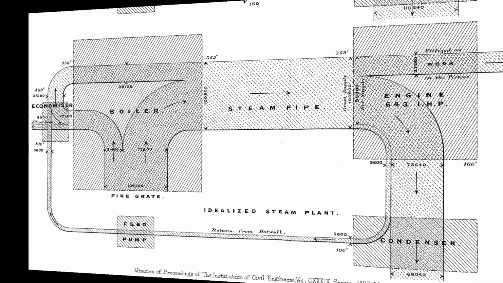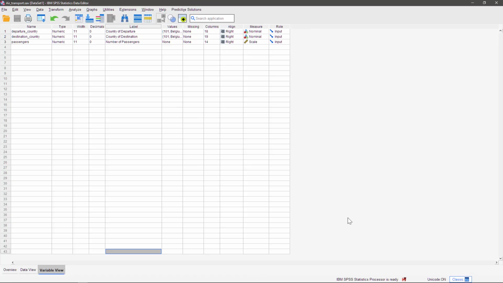Let's move to PS IMAGO Pro. We have opened the air transport dataset, which contains 3 variables: country of departure, country of destination, and the number of passengers. We will analyze air traffic between selected European countries. The visualization will show the air traffic of France, Germany, Spain, and Italy. For clarity, domestic traffic has been excluded from the analysis.